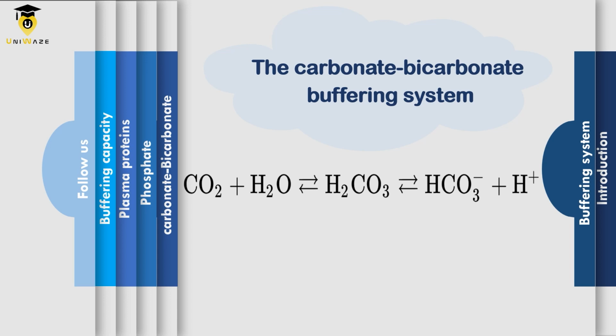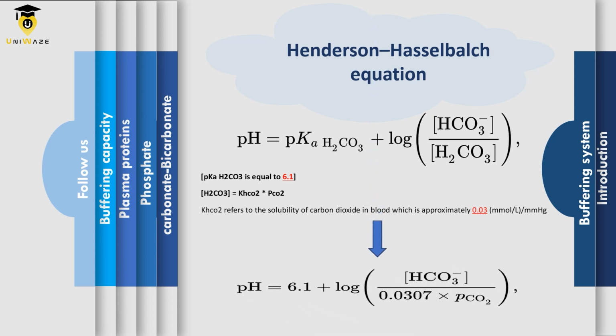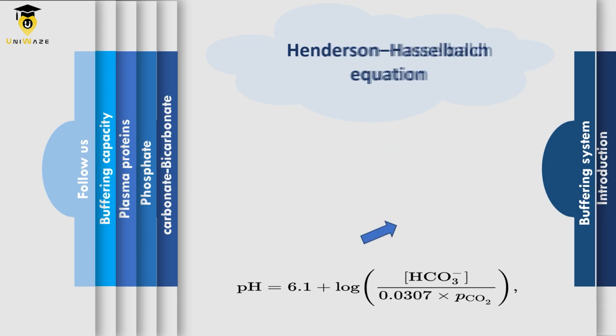Now let's explain its function based on Henderson-Hasselbalch equation. pK value of carbonic acid is equal to 6.1. The concentration of carbonic acid is equal to KHCO2 multiplied by the pressure of CO2. KHCO2 refers to the solubility of carbon dioxide in blood, which is approximately 0.03 millimole per liter. So in this case, we have this formula. In human body, normal pH is 7.4, which means the ratio in parentheses should be around 20.